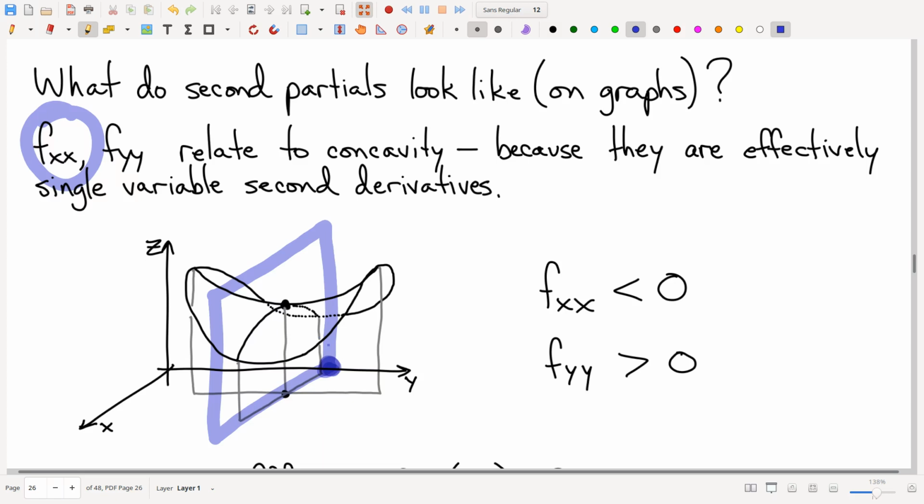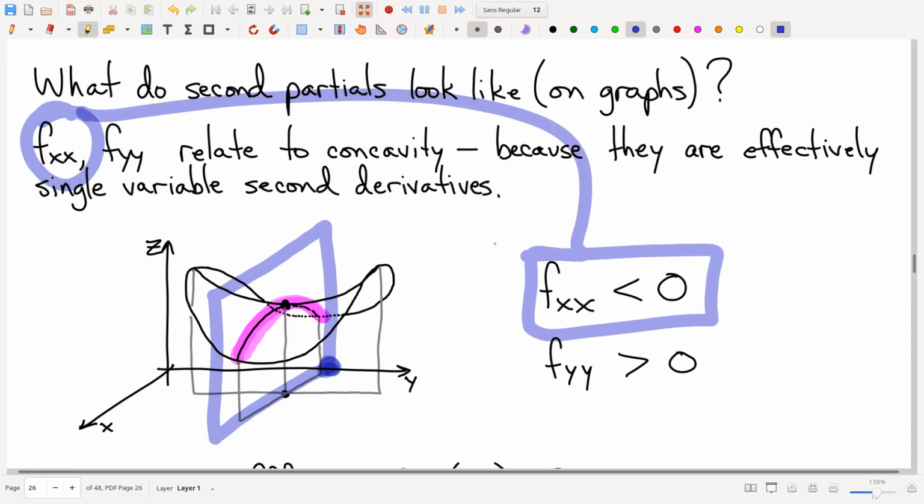And of course, other than holding y constant, the only thing you really do when you're taking the xx second partial is take a second derivative of the resulting single variable function. And we already know what that looks like. Second derivatives means concavity. And for example, as you can see here, this function is clearly concave down, and that means that this fxx is negative.